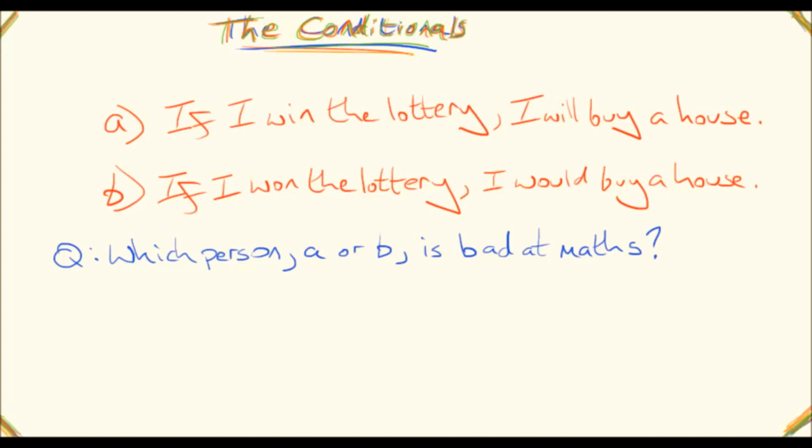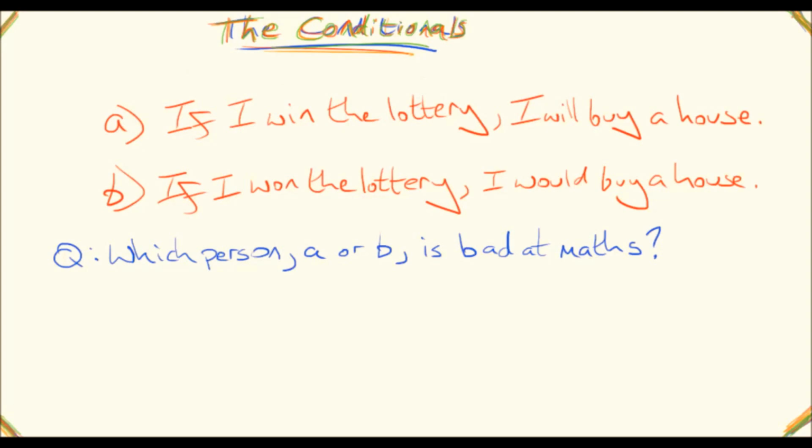So person A has created a real conditional. So in the mind of person A, and this is the important thing, in the mind of person A, they will win the lottery, or they think they stand a very good chance. Person B knows and understands that they're extremely unlikely to win the lottery, 0.000000001% chance or whatever, and so that's why they've created the unreal conditional here.